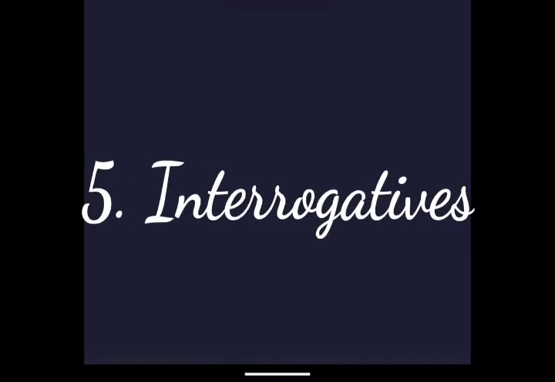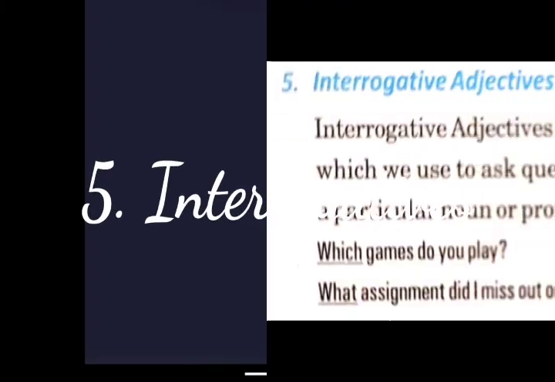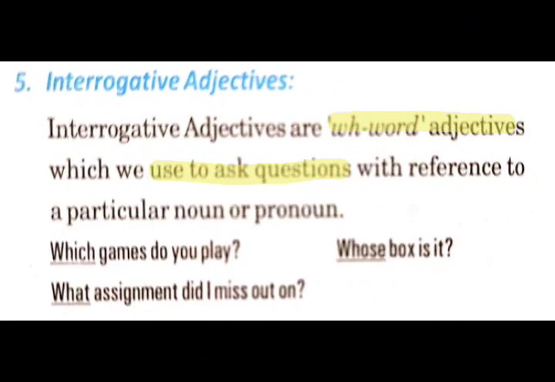The fifth type of adjectives are interrogative adjectives, which are WH word adjectives. These adjectives are used when we wish to ask any question with a reference to noun. For example, which game, what assignment, whose box. So when we have a question, we use interrogative adjectives.